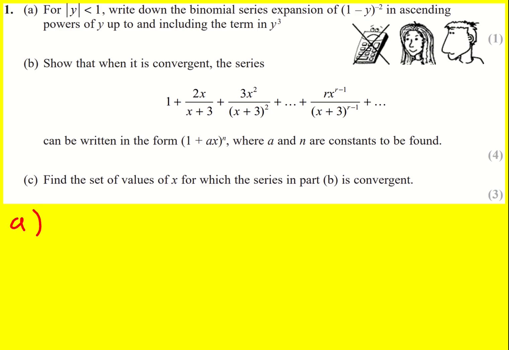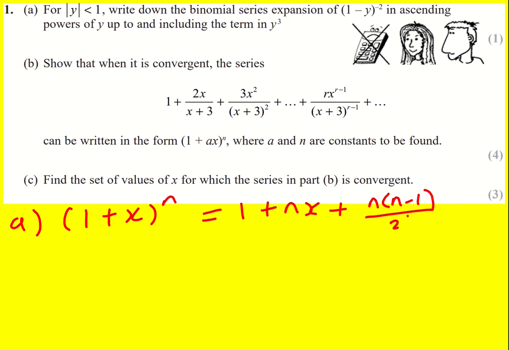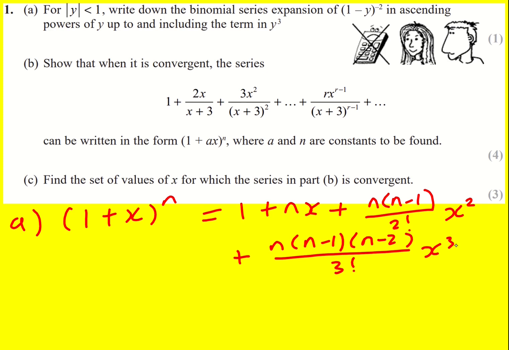We have that the general binomial expansion, (1 + x)^n, where n can be any real number, is 1 + nx + n(n-1)/2! x² + n(n-1)(n-2)/3! x³, and so on.